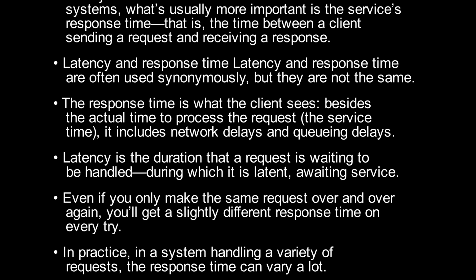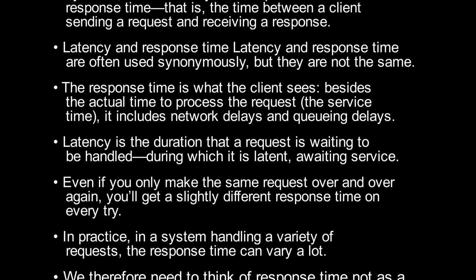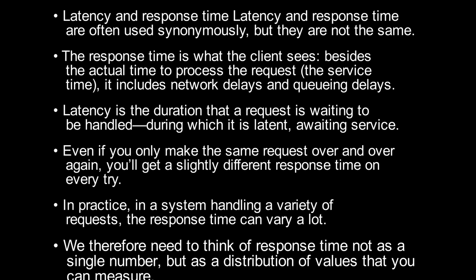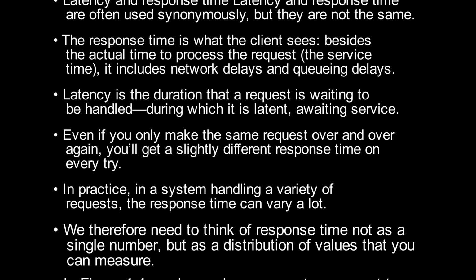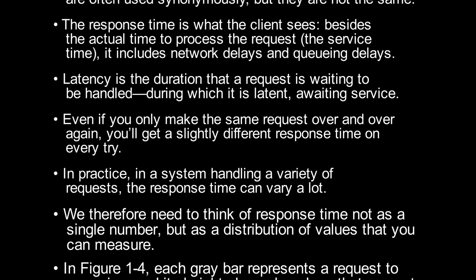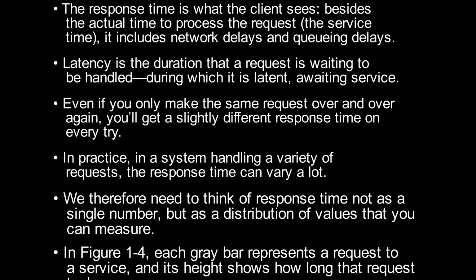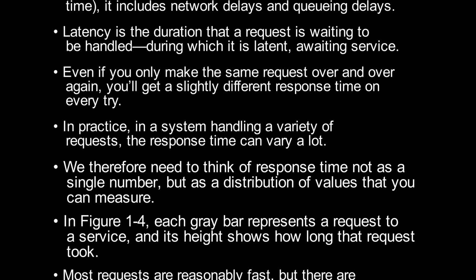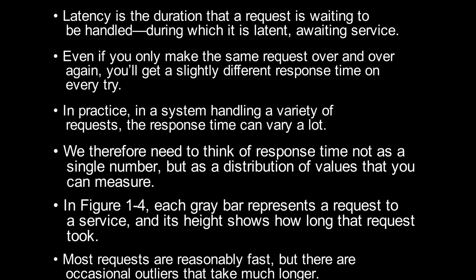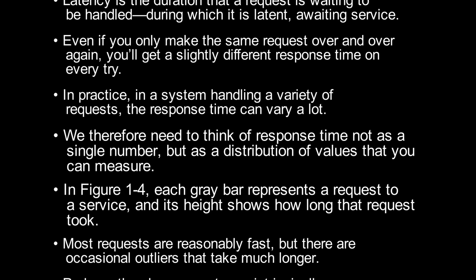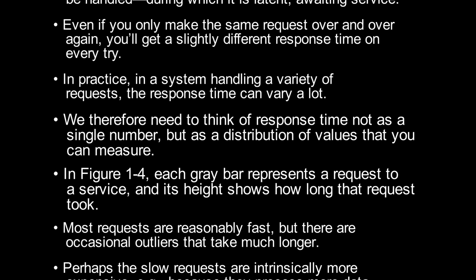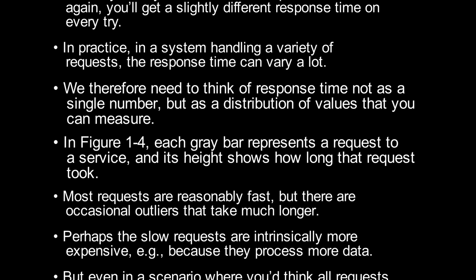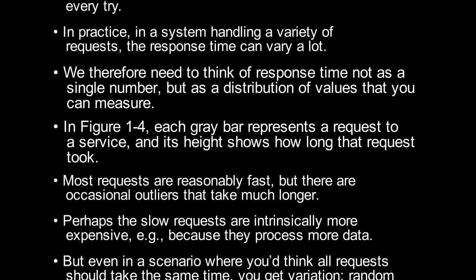Even if you only make the same request over and over again, you'll get a slightly different response time on every try. In practice, in a system handling a variety of requests, the response time can vary a lot. We therefore need to think of response time not as a single number, but as a distribution of values that you can measure. In Figure 1-4, each gray bar represents a request to a service, and its height shows how long that request took. Most requests are reasonably fast, but there are occasional outliers that take much longer.